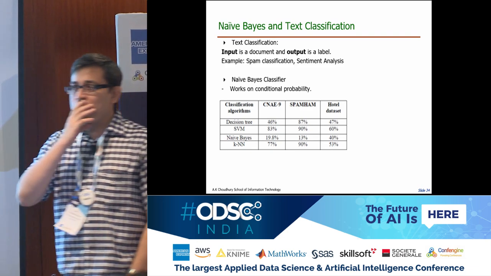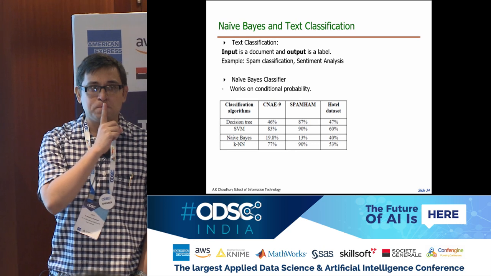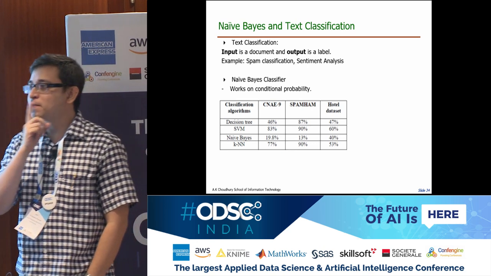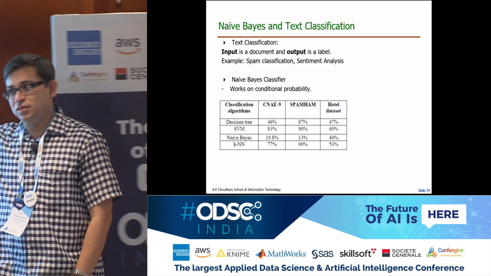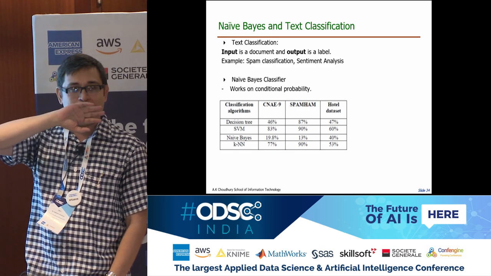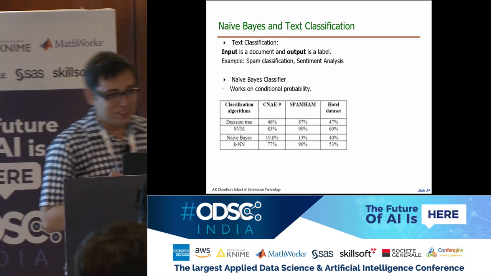Now, can any one of you tell why naive Bayes is called naive? That is because that's why it is called Bayes. So why is it called naive? Assumes all features are independent. Right.